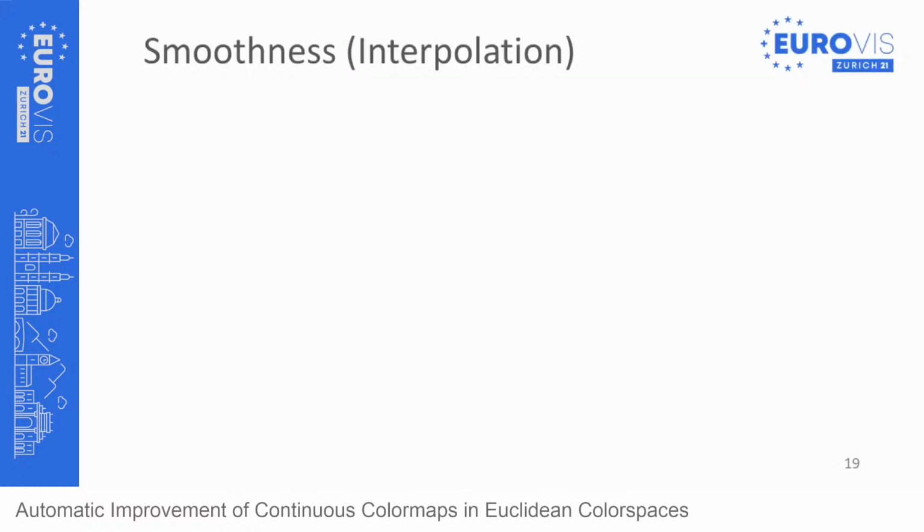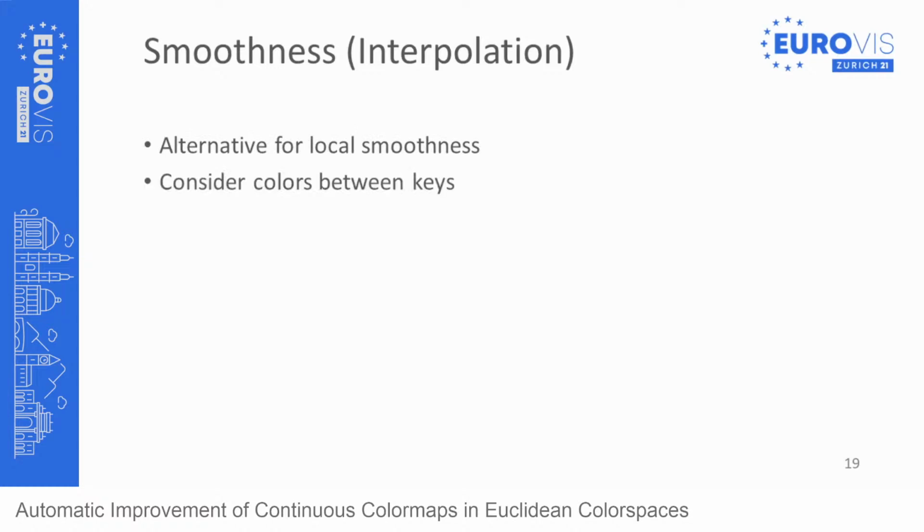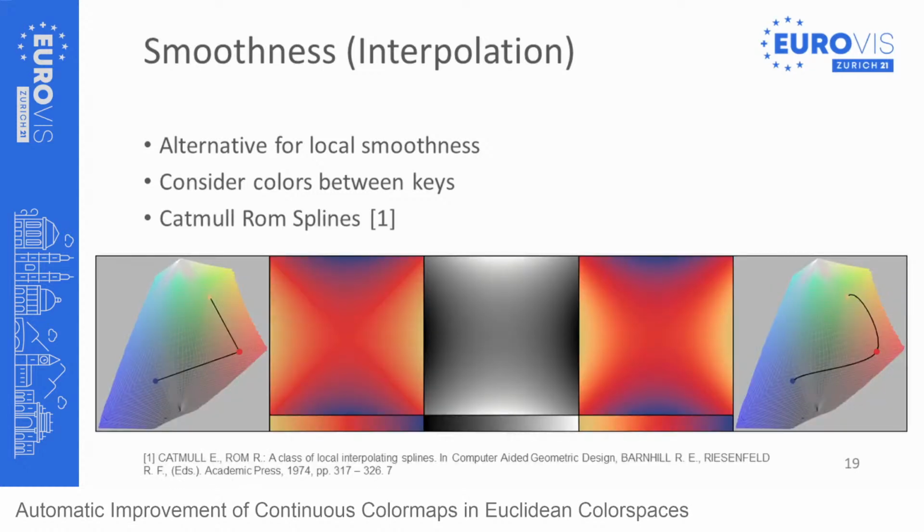Next to this algorithm, we offer an alternative for the local smoothness that considers the colors in the color map which are located between the keys. For this, we implemented the Catmull-Rom splines as interpolation type. The splines are not part of the optimization mode in the tool. We implemented the spline interpolation next to the linear interpolation into the color map specification of the tool.